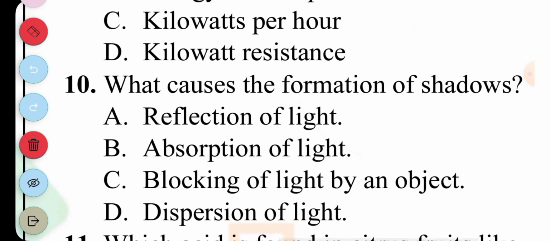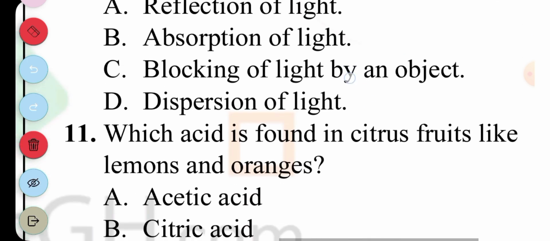Question 10: what causes formation of shadows? A, reflection of light. B, absorption of light. C, blocking of light by an object. D, dispersion of light. So question 10, the answer is C, blocking of light by an object.